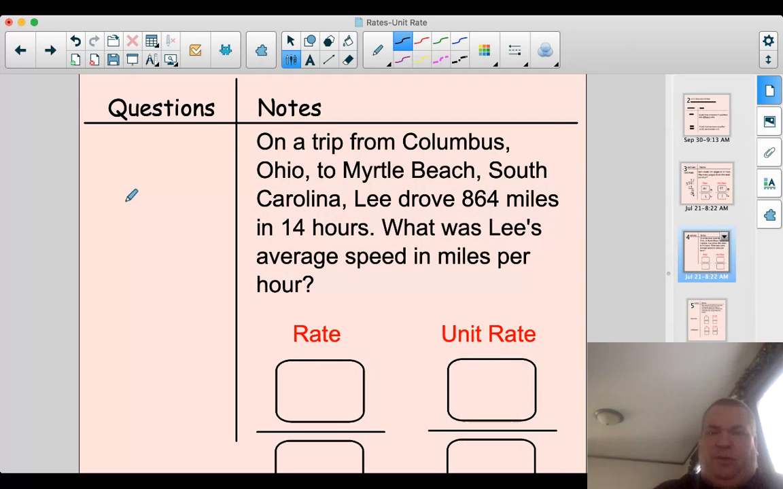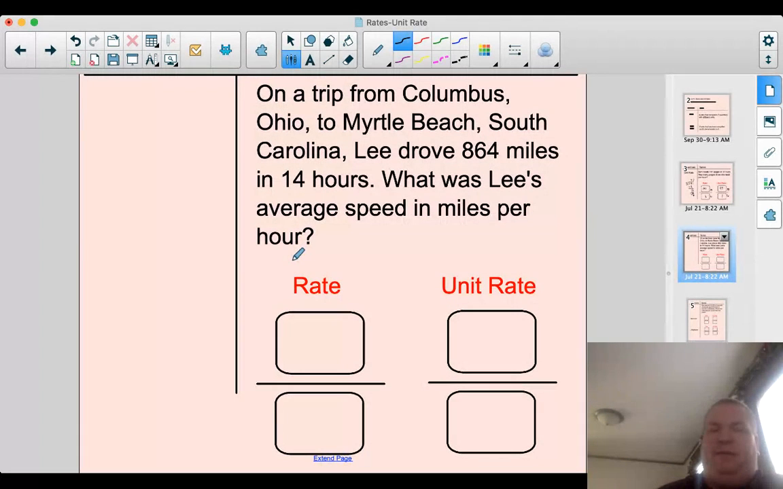All right, let's do another one. On a trip from Columbus, Ohio to Myrtle Beach, South Carolina, Lee drove 864 miles in 14 hours. What was Lee's average speed in miles per hour? Again, I can write the rate. 864 is the number of miles that he went, and he did this in 14 hours. So 864 miles per 14 hours is a rate, but I want to make that a unit rate, so I need to divide. Now, the shortcut here, if I want to get this down to 1 hour, well, I know to get this 14 down to 1, I have to divide it by 14.